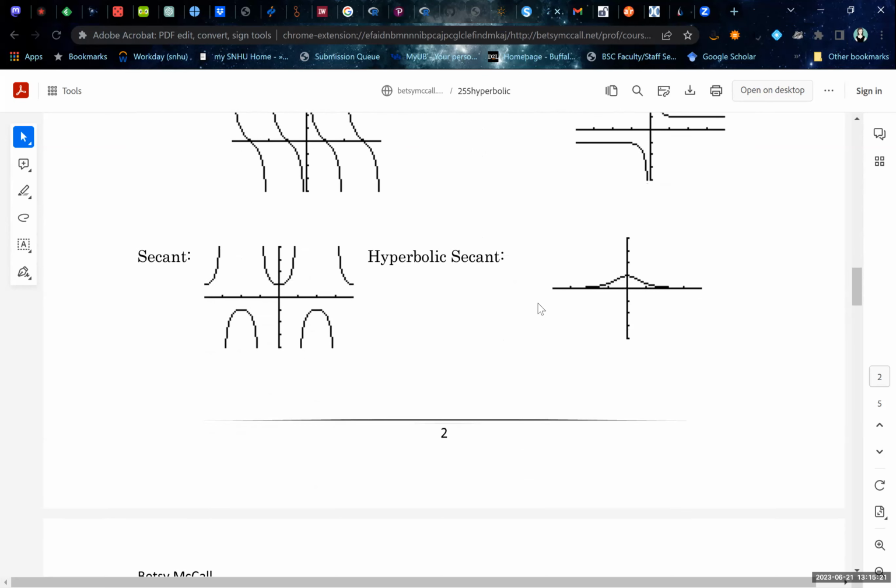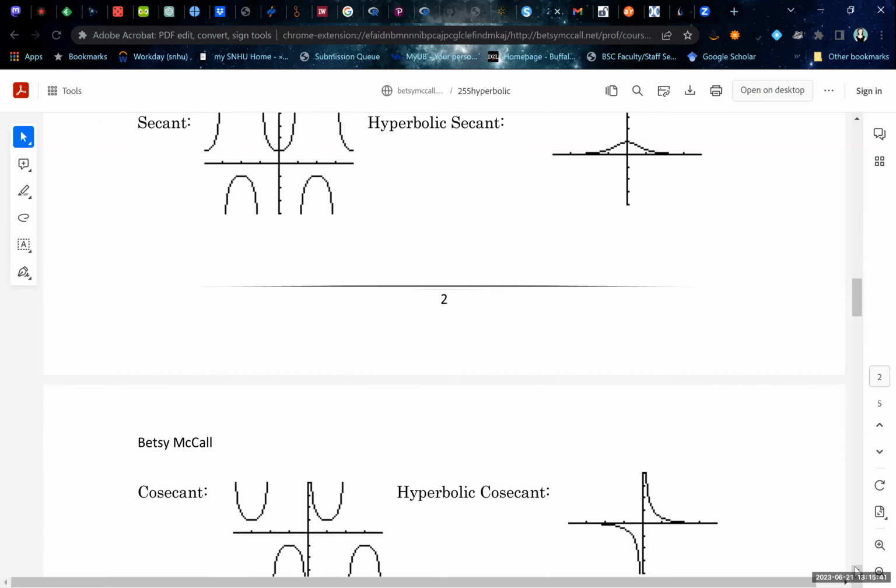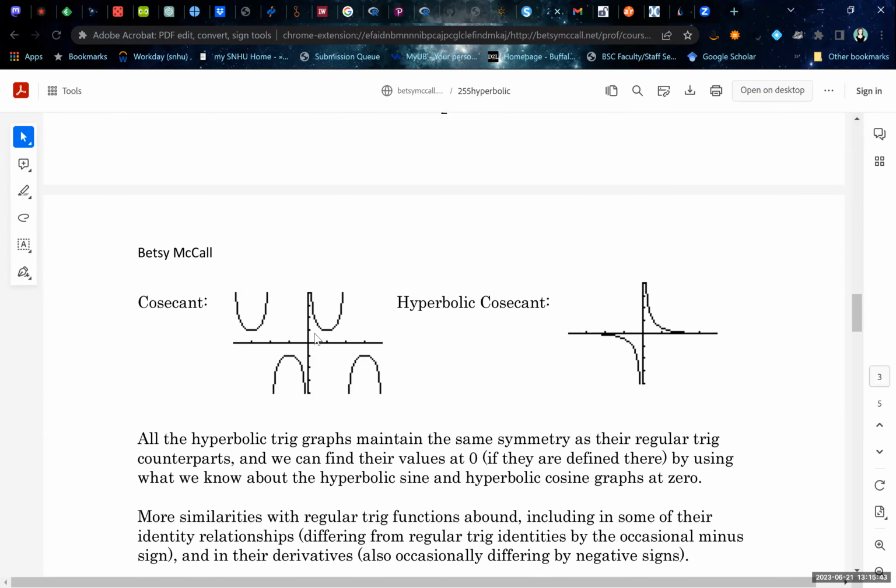Hyperbolic secant versus regular secant. So secant has even symmetry because cosine has even symmetry. Hyperbolic secant also has even symmetry. And again, hyperbolic secant of 0 is 1, just like hyperbolic cosine of 0 is 1. And then for cosecant, again, we have the odd symmetry and undefined at 0 because hyperbolic sine or regular sine are both 0 at 0.